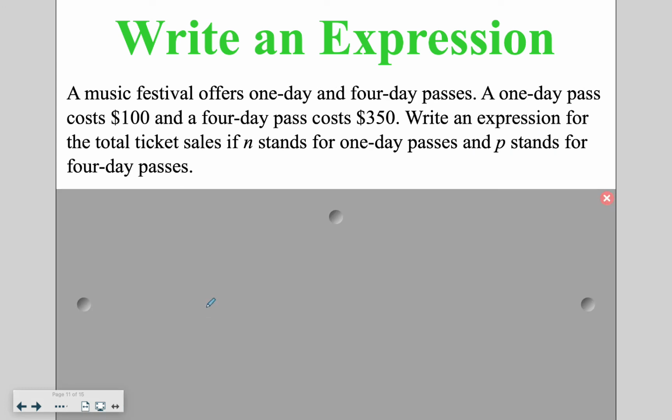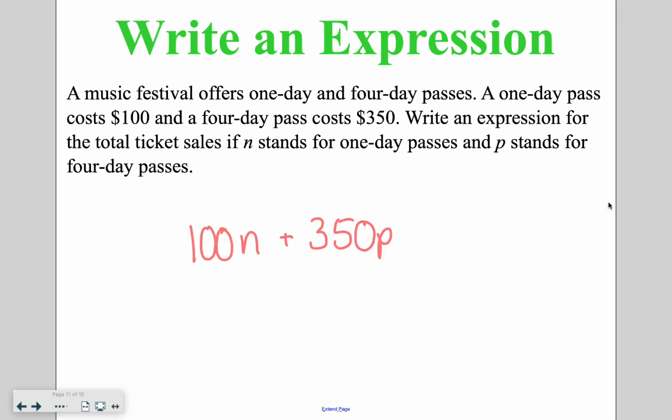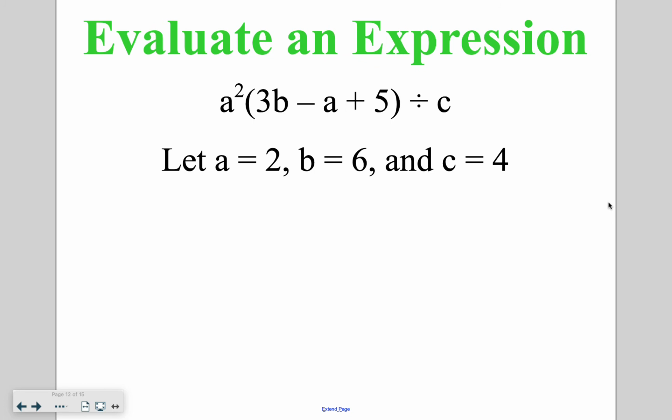Go ahead and try this one on your own. So we end up with 100n for the 1-day passes plus 350p for the 4-day passes. Now we're going to talk about evaluating the expression. Evaluate is another word for solve. So we're going to plug in and then follow our PEMDAS steps to solve the problem.